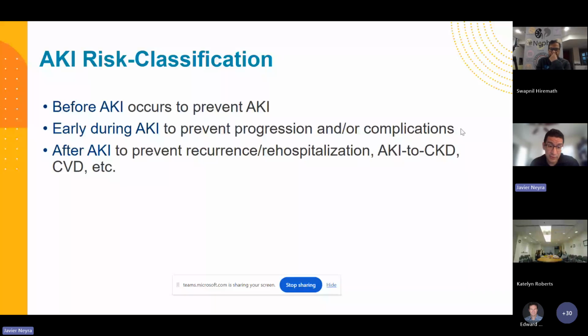A lot of the time not possible. We can risk classify a patient early during the course of AKI to prevent progression and/or complications. And also we can stratify a patient after AKI to prevent the recurrence, rehospitalization, that is a very important problem in these patients. And of course, the transition to chronic kidney disease and cardiovascular disease, as I mentioned before.